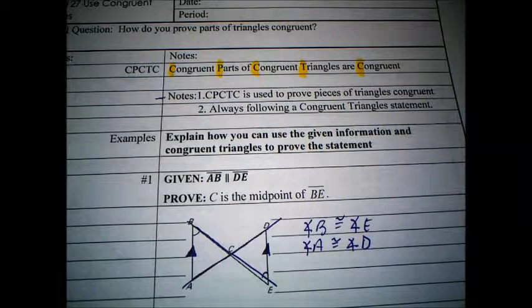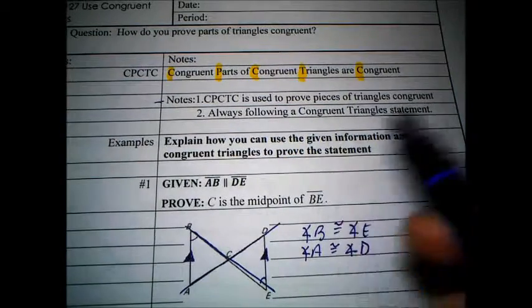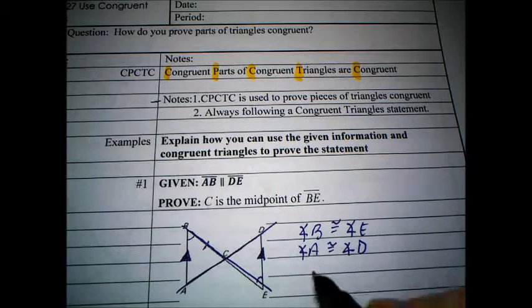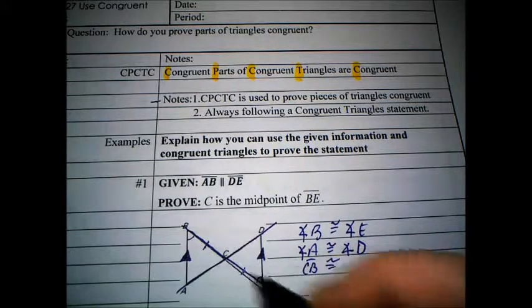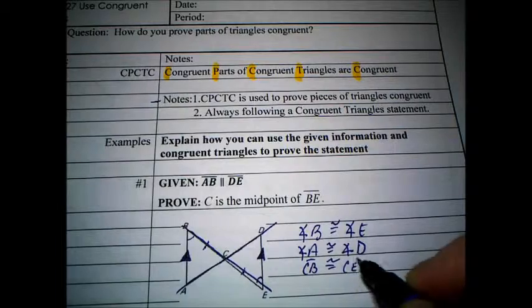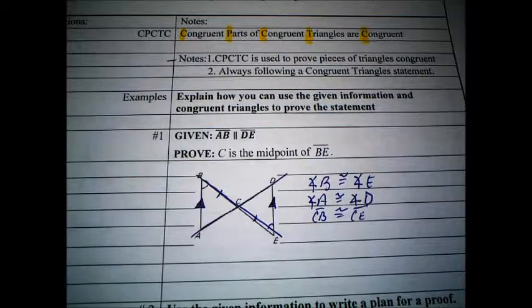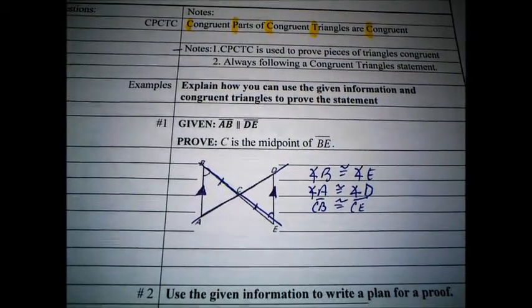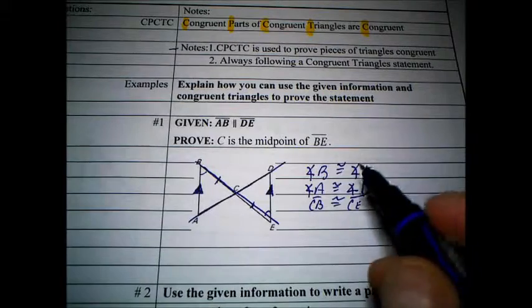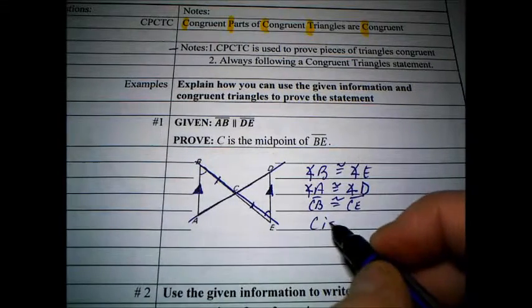If we know that two angles are congruent, and we know that the triangles are congruent to each other, that means that this side CB will be congruent to CE. Since those are congruent pieces and C is in the middle, by the definition of a midpoint, C is the midpoint of BE.